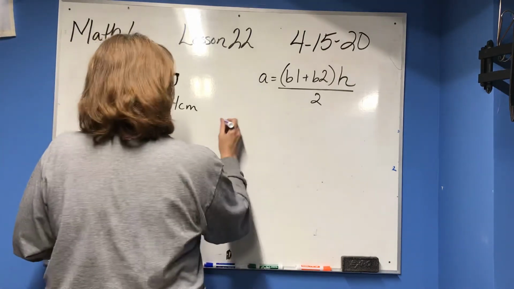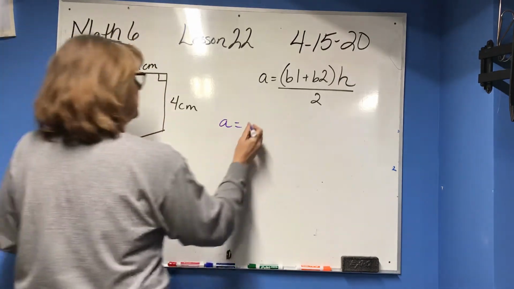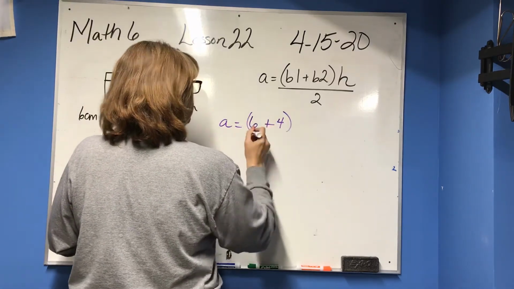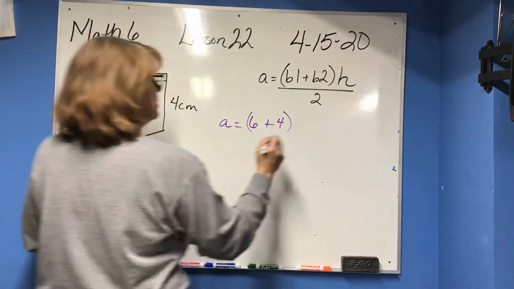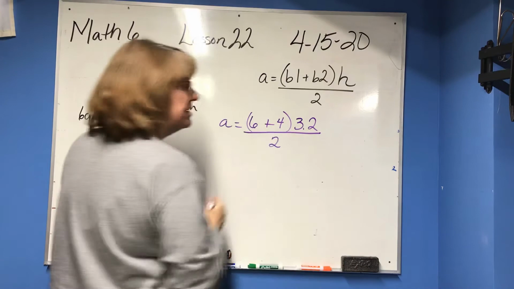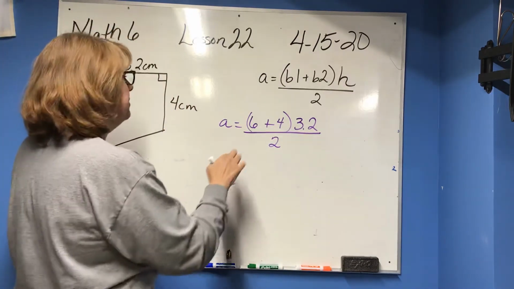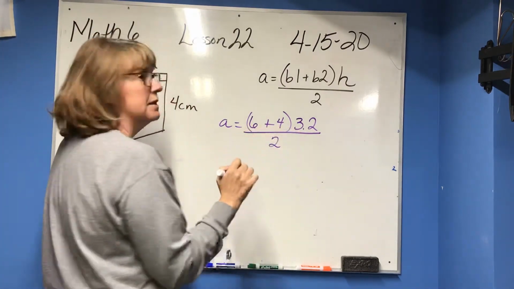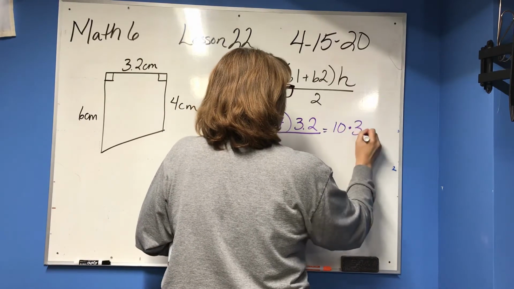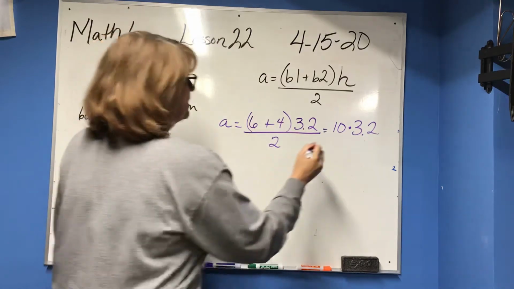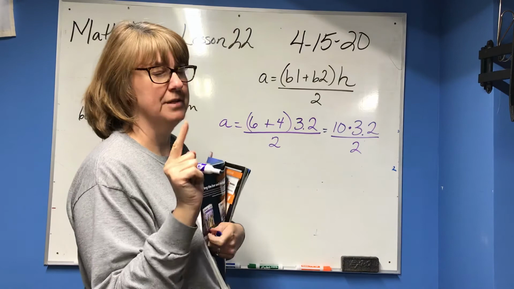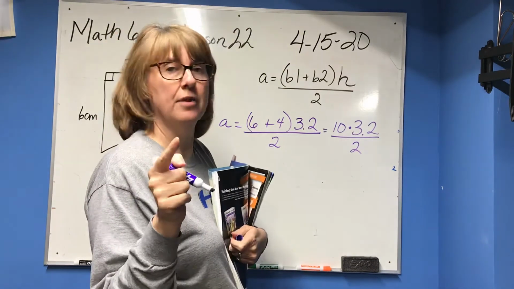We figured it out. So base 1 is 6 plus base 2 is 4. Put it in parentheses. I'm going to multiply that by the height, 3.2. And then when I get that answer, I'm going to divide it by 2. Okay, let's start in the middle. 6 plus 4 is 10. So 10 times 3.2. Oh, that's easy. I'm multiplying by 10, so I'm moving my decimal place 1 to the right. But you could go ahead and put it in your calculator and double check.